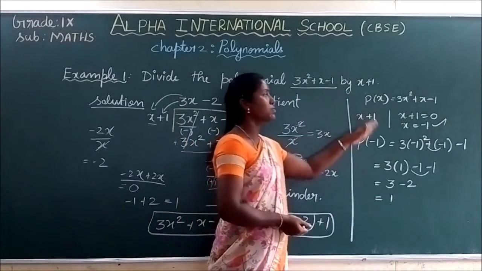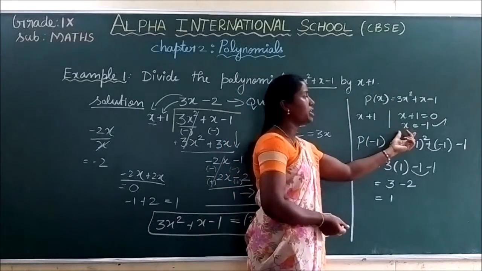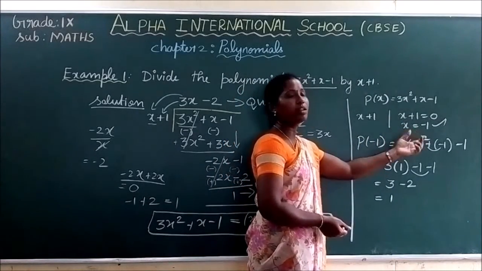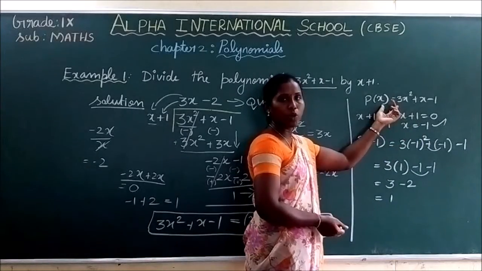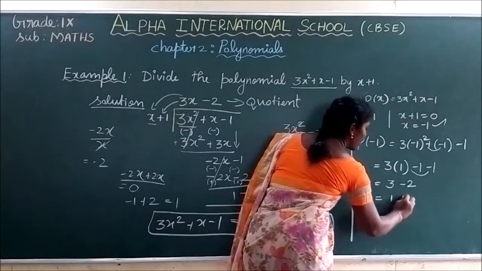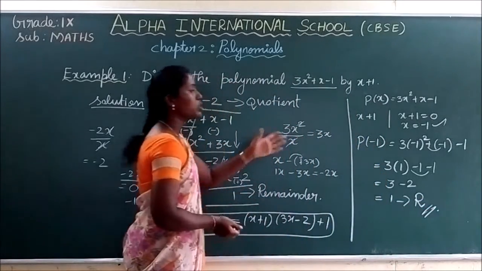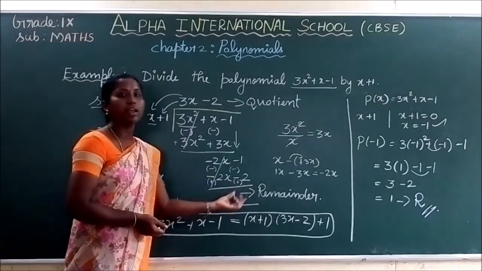So in this way, what are we doing? We are substituting the zero of the linear polynomial in the variable of the given polynomial, and we are taking the value constant as 1, which is called the remainder. This is called the remainder. So in both methods we are getting the remainder as 1 and 1.